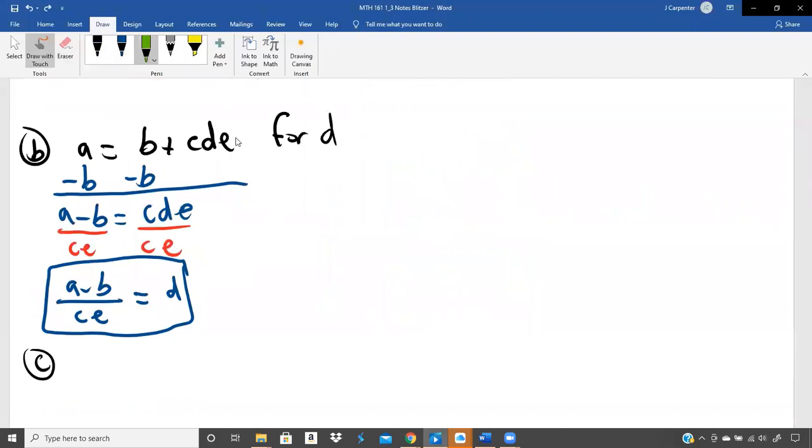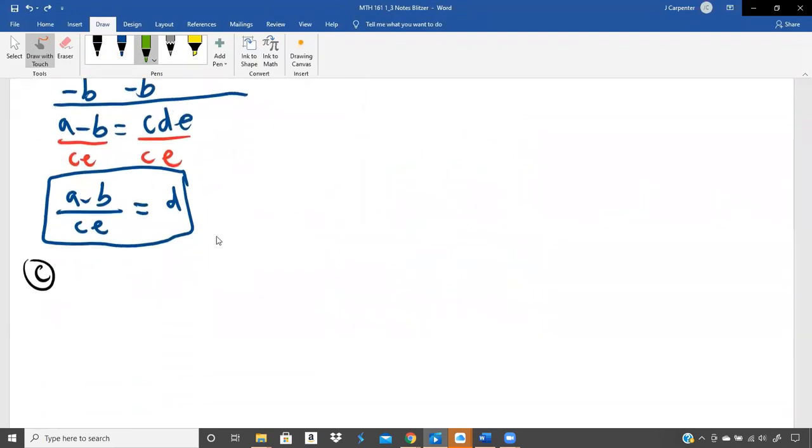Then we did another one, solving for D. It was the only D, so we moved this B over by subtraction. Then we divided the C and the E out to get the answer. So for problem C, that issue that I scrolled up to earlier with the GCF stuff, that's about to happen. Spoiler alert. So let's go.